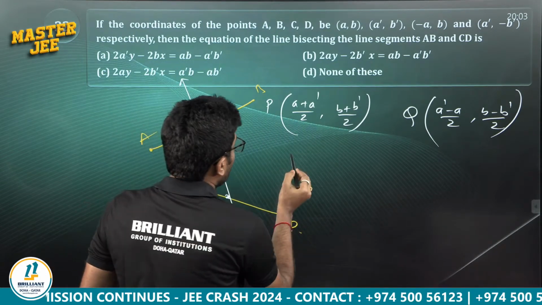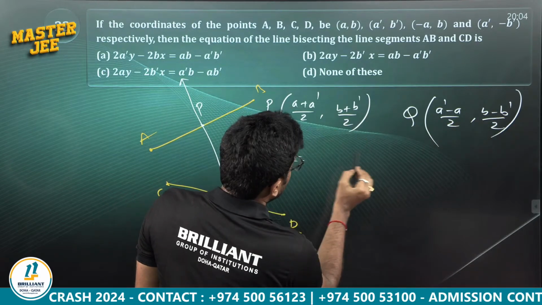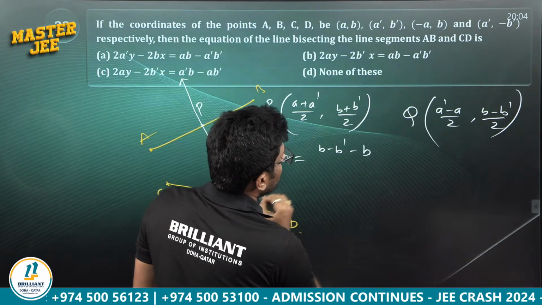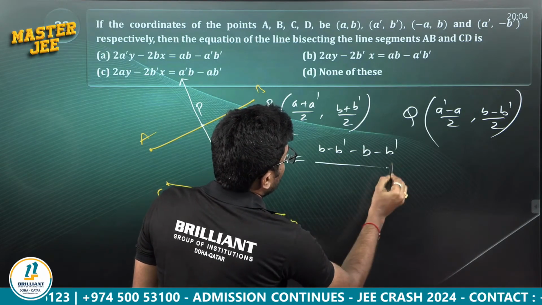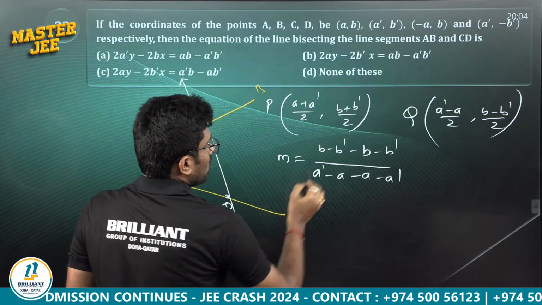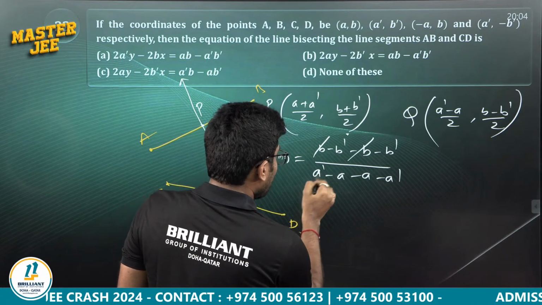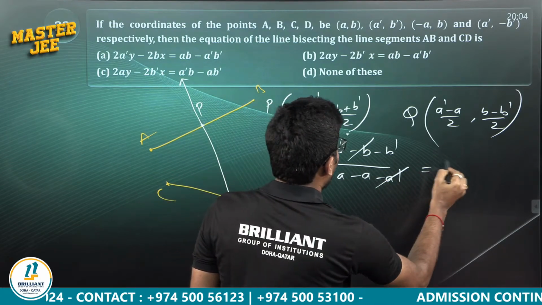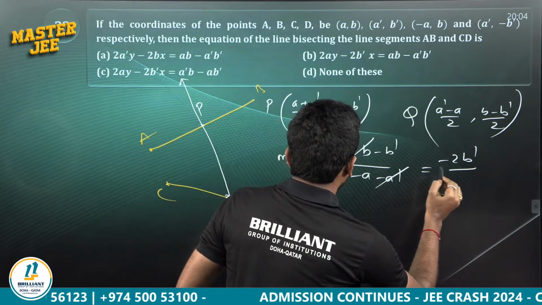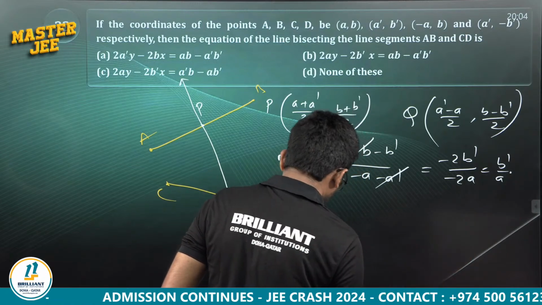First find the slope, guys. M is equal to (y2 minus y1) divided by (x2 minus x1). This minus this, so you get (B minus B dash minus B dash) whole divided by (A dash minus A minus A minus A dash). So minus plus B minus B gets cancelled, plus A dash minus A dash gets cancelled. Then you get minus 2B dash divided by minus 2A. That becomes B dash by A, not A dash.